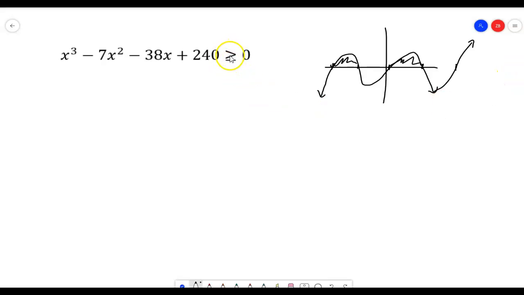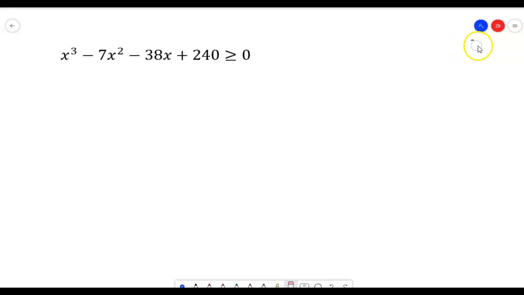And because it's a greater than or equal to, we are going to include those points at which it actually touches the x-axis as well. So this is what it's asking us, for all of the values where it's above or equal to the x-axis. All right, so the first thing we need to do is find all the roots, all the places where it touches the x-axis.